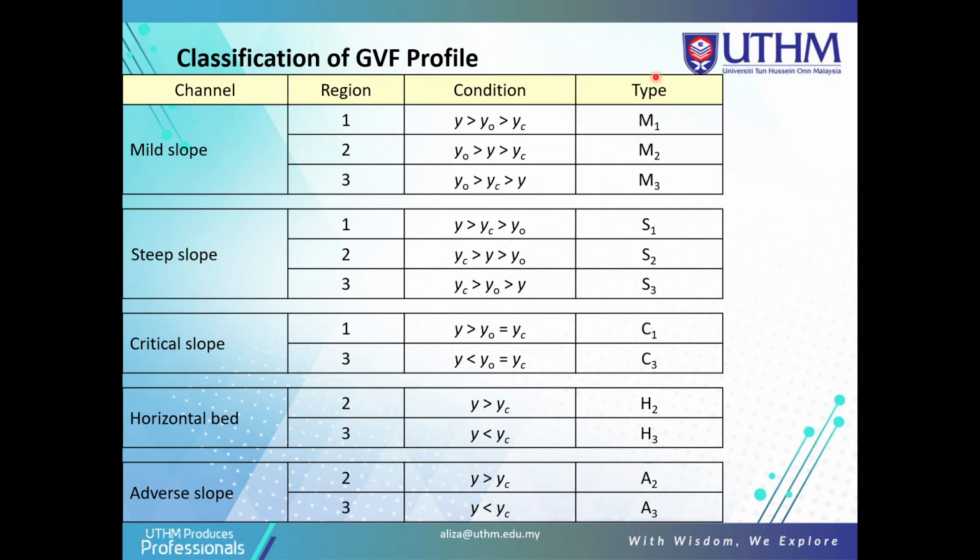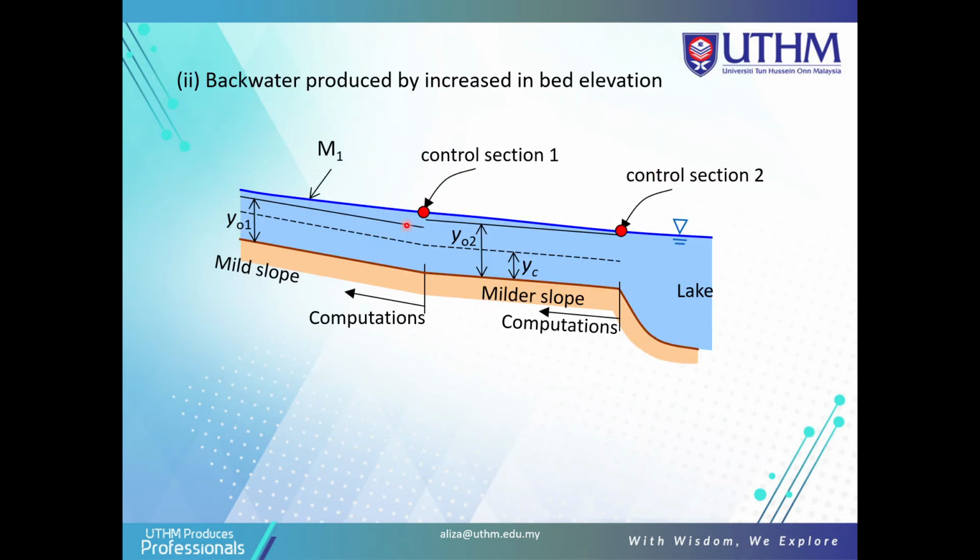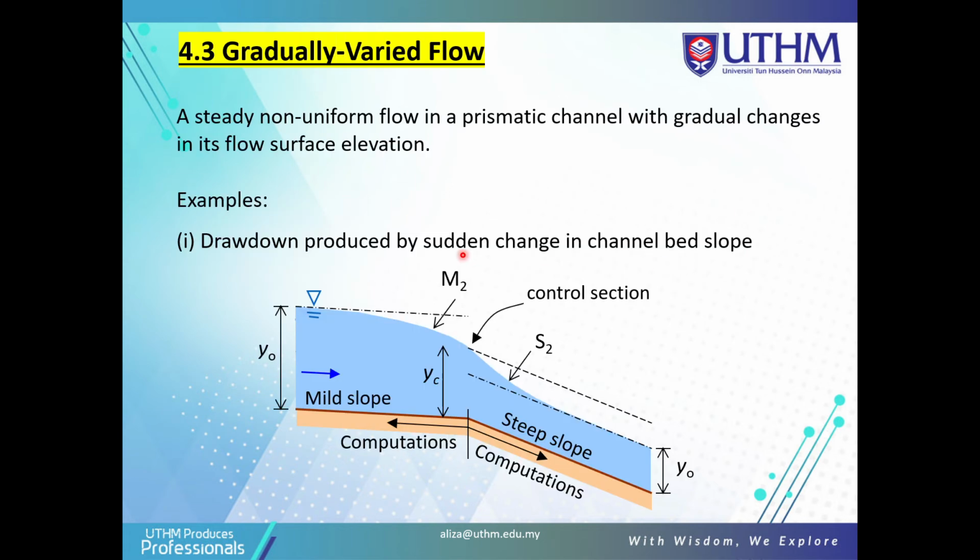So this is the type of the mild slope. When you see M1 here, this means mild slope in region 1. M2 is mild slope in region 2, M3 is mild slope in region 3, and so on. So when you look at this graph, you know that M1 here is the mild slope at region 1. And also in this space here, M2 is the mild slope in region 2, and S2 is the steep slope in region 2. So this is based on these symbols.